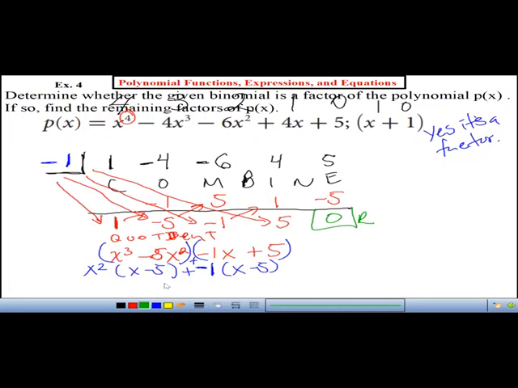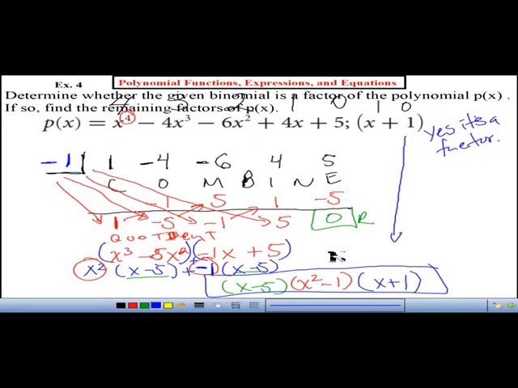So what's my factor here and here? What are the same? X minus 5. And what's left over? X squared minus 1. So I write x squared minus 1. And then don't forget to bring down the other factor. Look up. Which is x plus 1. These are my factors.